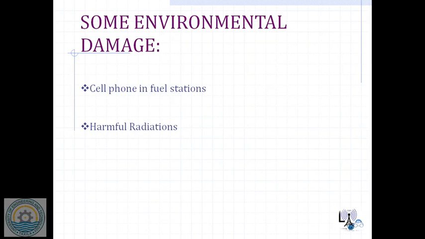Some environmental damages. As we know, there are some merits as well as demerits for any project. So our demerits will be cell phones in fuel stations and harmful radiations. Cell phone in fuel station. Using a cell phone in a fuel station can prove to be very dangerous and disastrous. This effect can be diminished by proper testing of the voltage and providing a voltage sink when there is a ring, also by keeping the cell phone in silent mode. But before use, proper testing should be done.